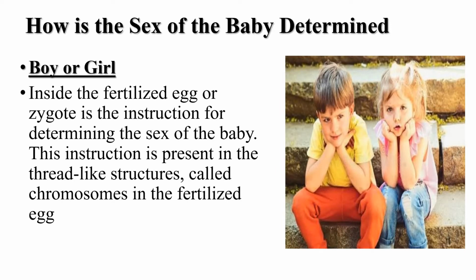As we have already studied, each human cell has a nucleus which contains thread-like structures called chromosomes. There are 23 pairs of chromosomes in the nucleus of each cell. The last pair of chromosomes is different in males and females, while all the remaining 22 pairs of chromosomes are similar in both. And this last pair of chromosomes is called the sex chromosomes, which determine the sex of the baby.